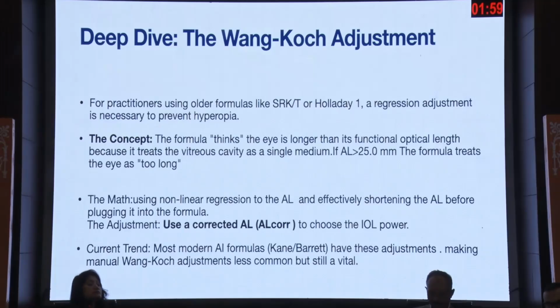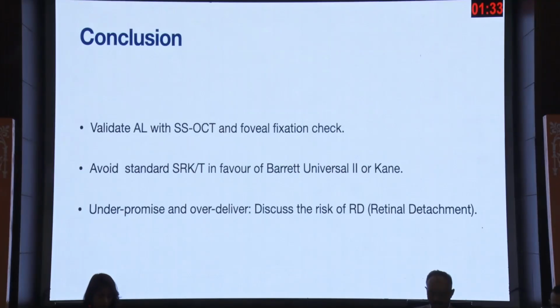Normally these older formulas think the eye to be very long, and so we use this adjustment, a linear non-regression formula, and we decrease the axial length. In newer formulas like Kane or Barrett, it is already incorporated. But if at all we have to use the older formulas, then we have to take this adjustment and take a corrected axial length. So finally, concluding, in these high myopic eyes we have to validate the axial length with this SS-OCT with foveal fixation checks.